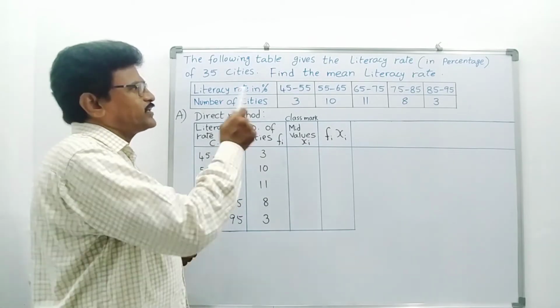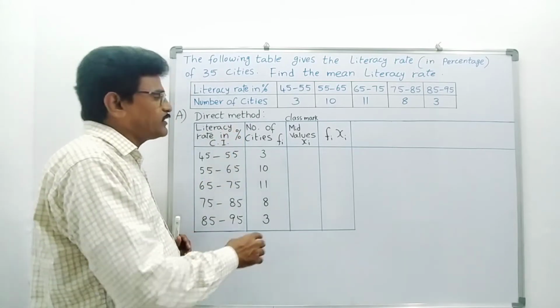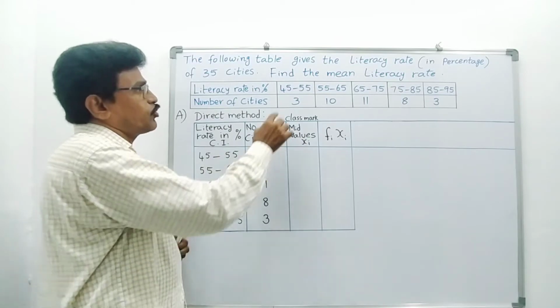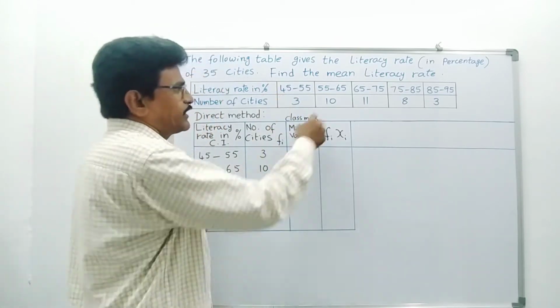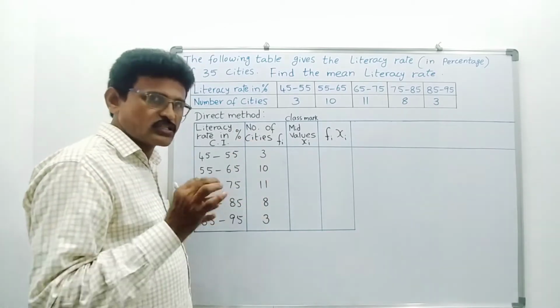To find the mean in direct method, first class interval, next frequency. For 45 to 55% literacy rate, how many cities are there? 3 cities. Next 10, 11, 8, 3. Only these two columns they will give.